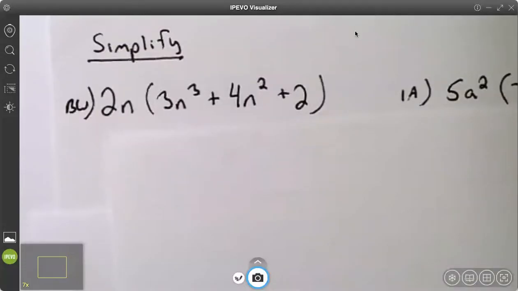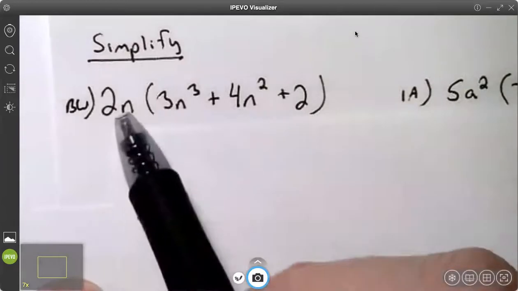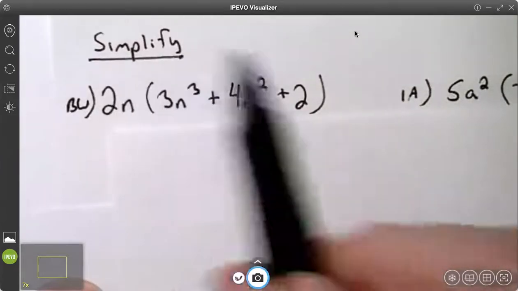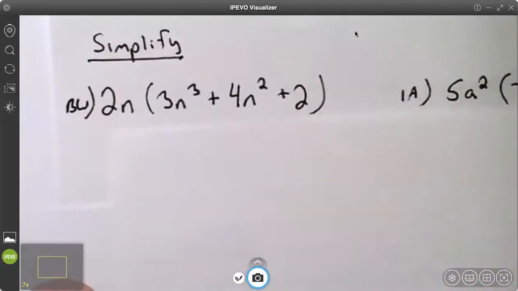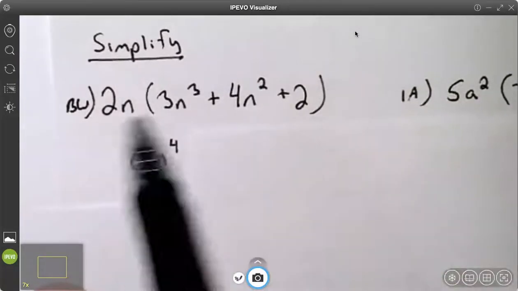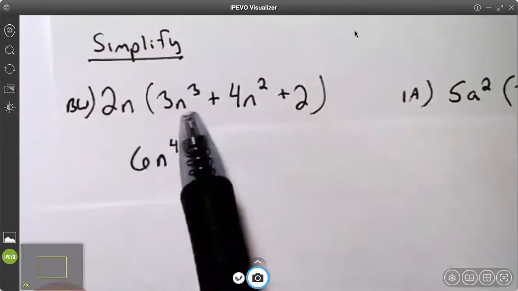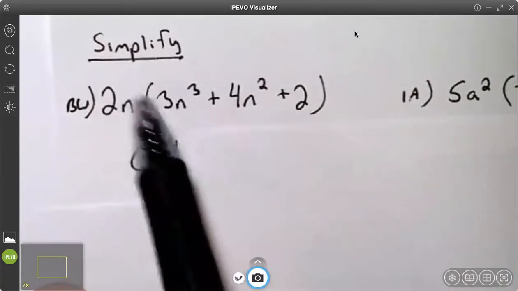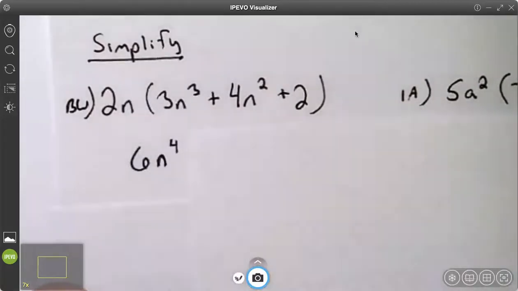This video is on multiplying a monomial by a polynomial. Here I have a monomial times a trinomial. It is the distributive property. When you distribute this 2n^3 to all three terms in parentheses, in the first term you get 6n to the fourth. 2 times 3 is 6, n to the first times n to the third. Keep the common base, add the exponents, you get 6n to the fourth.